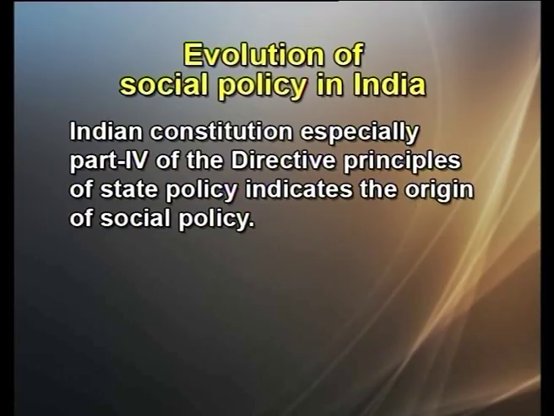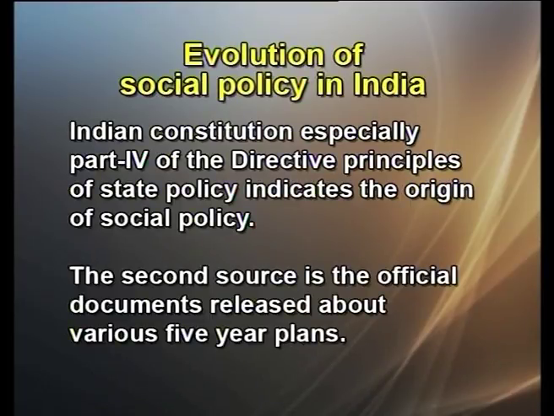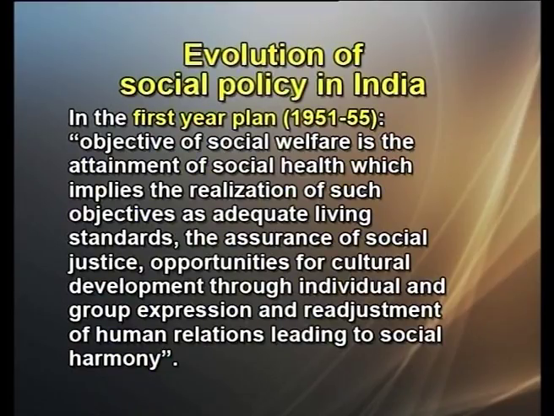The Indian Constitution, especially Part 4, the Directive Principles of State Policy, indicates the origin of social policy in India. The second source is the official documents released about various 5-year plans. The Planning Commission has developed plans with respective annual plans, etc. In the first 5-year plan, that is 1951 to 55, it is mentioned in detail.